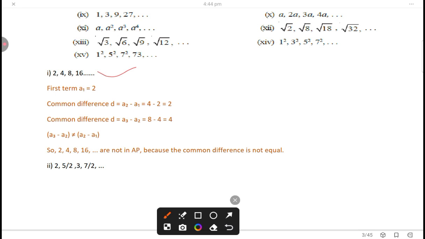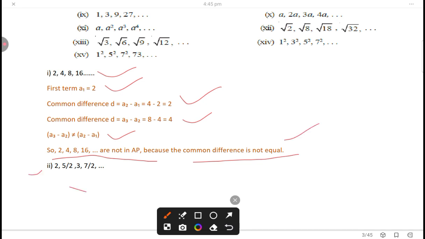Here the numbers are 2, 4, 8, 16. So the first term is 2. The common difference of the second term and first term is 2, and of the third term and second term is 4. Here the common difference is not the same. So these numbers are not in AP because the common difference is not equal.